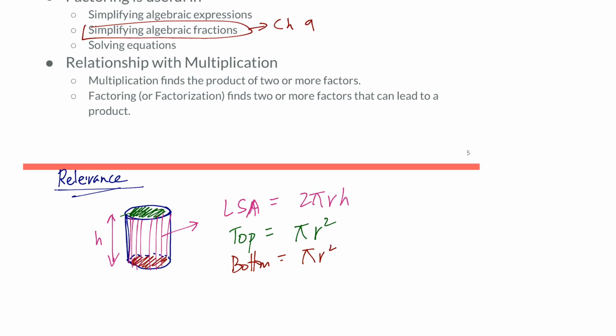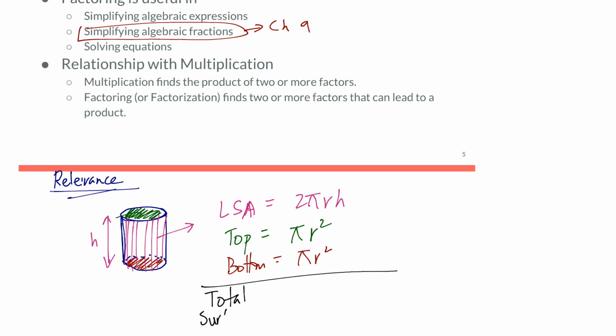Would you first of all agree that the total surface area would be the sum of all of these areas? Let's call it TSA, or total surface area. It's going to be the sum of the 2 pi r h plus the pi r squared plus the pi r squared. So factoring becomes useful in making the next bit of calculation easier, more convenient, faster.